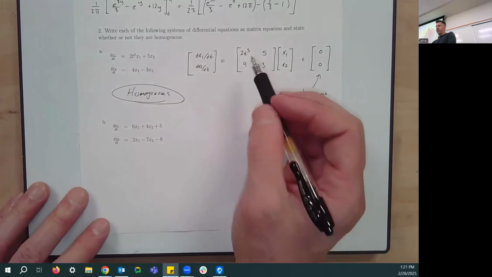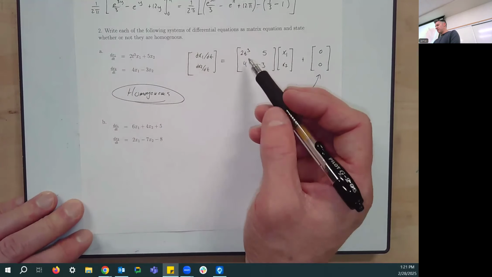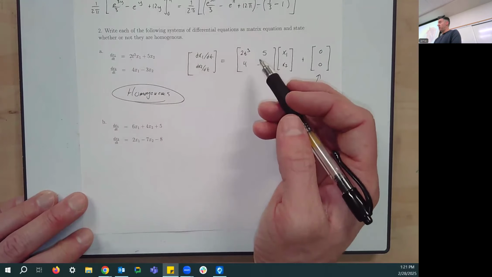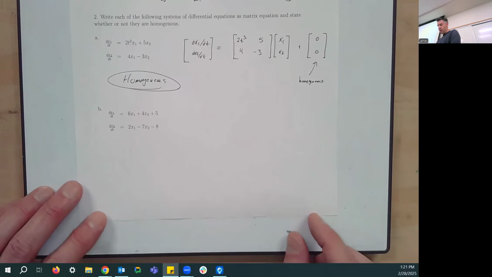It doesn't matter that there's a weird T there. That doesn't have anything to do with being homogeneous or not. It does mean it's not autonomous, but we don't really care at this point. We'll do the next one.